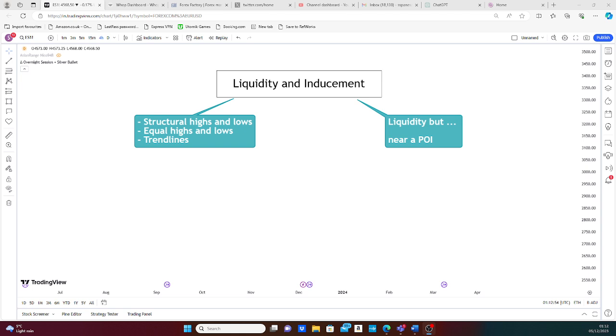So simply put, liquidity exists everywhere, right? Liquidity is essentially the fuel of the market or the food of the market, however you want to see it, right? So we see liquidity in the three main forms as listed here on the screen. We've got structural highs and lows, we've got equal highs and lows, and we've got trend lines, right? So simply put, liquidity exists everywhere because these three things exist everywhere in every form.